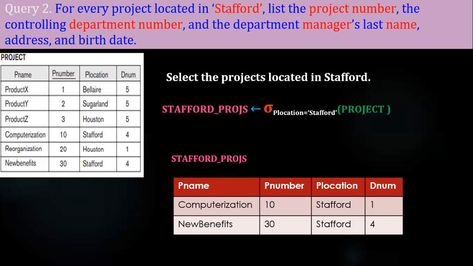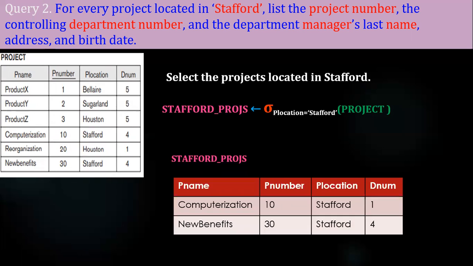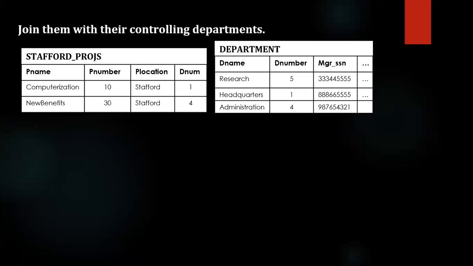Now after finding this, what will be our next step? Now we need to apply a join. We need to decide the departments which are controlling the projects. Stafford projects are project numbers 1 and 4. Which are the departments which are working on these two projects? So here I need to join this resulting Stafford projects table with the department table.